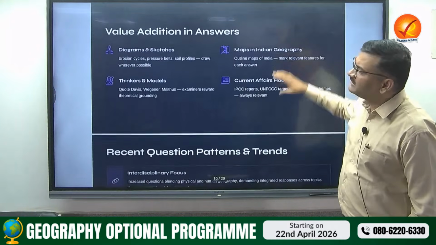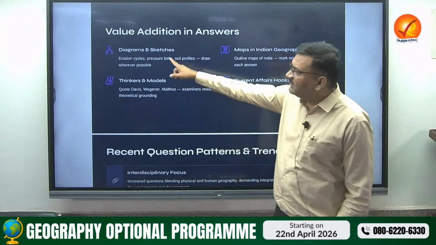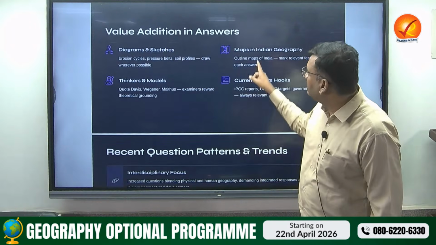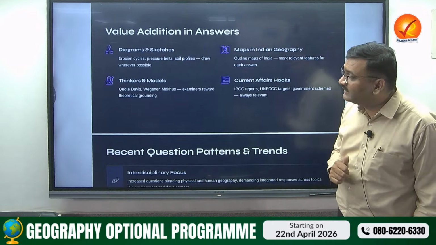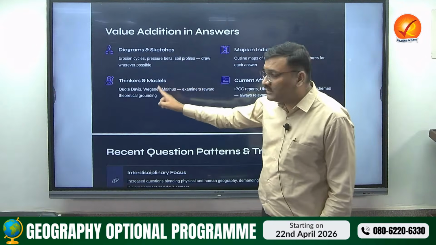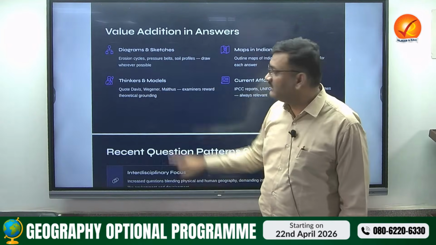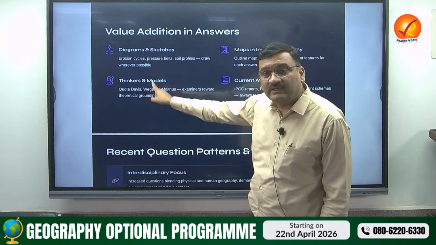See, value addition that we have, how to make a value addition in the answer. As you are aware, it can be by improving diagrams and sketches. In paper 2, you can improve by adding maps in Indian geography. देखो, use of this is very important in geography. How you will make the examiner feel that this is an optional answer is by including names of thinkers, theories, models, right? This makes a lot of difference.